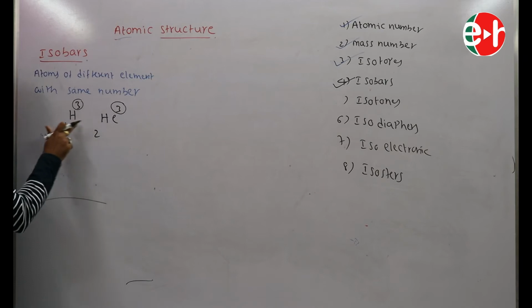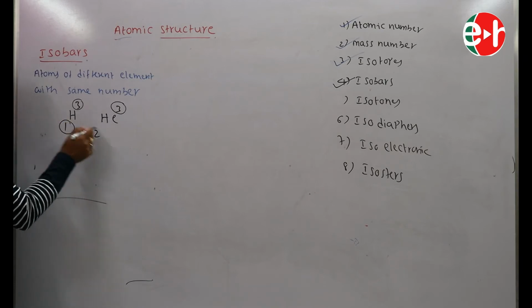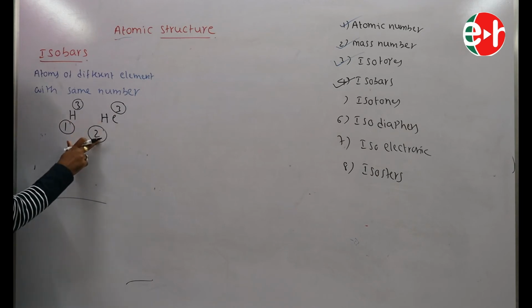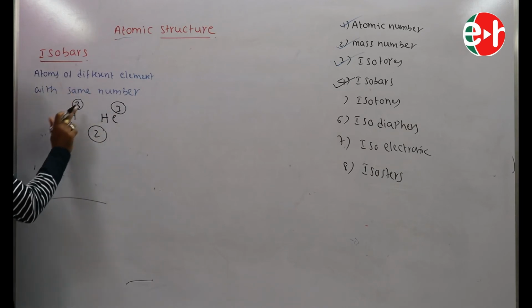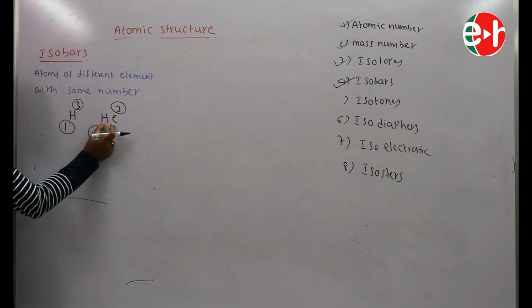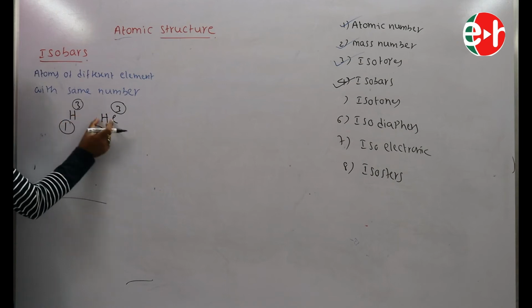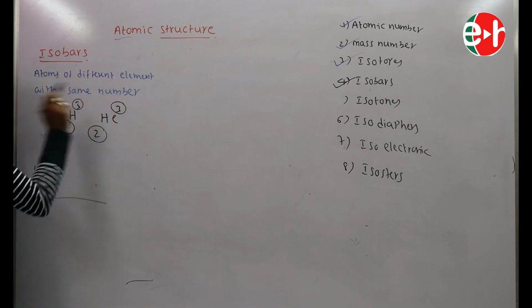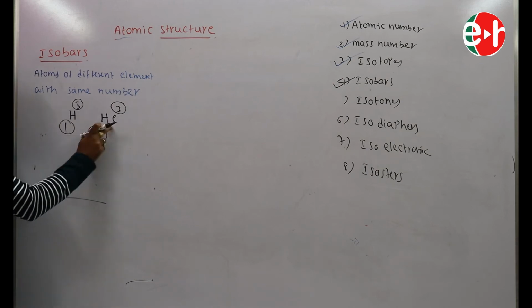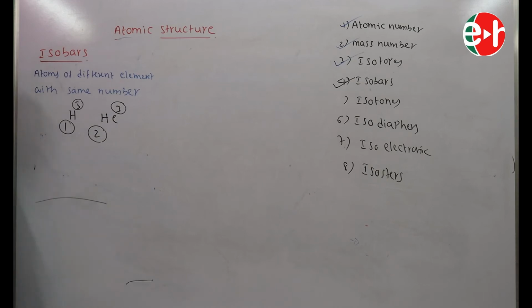Different elements means automatically atomic number also different. Here, atomic number: hydrogen atomic number 1, helium atomic number 2. Atoms of different elements, this is hydrogen element atom, this is helium element atom. Hydrogen, helium, different element atoms, different elements with same mass number. Atomic number also different because different elements, that's why atomic number also different.